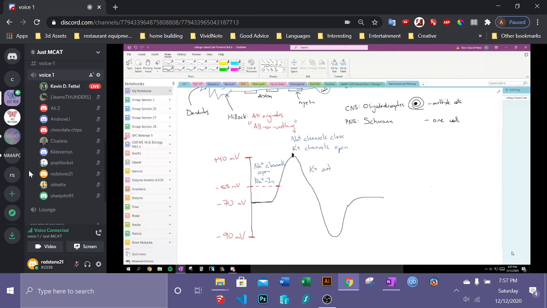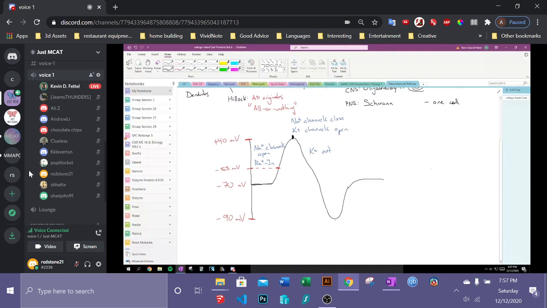Now that we're at the very bottom of this trough, what happens here, anybody? Sodium channel open back up? Oh, nope. Potassium closes. The potassium channels close. So the K plus channels opened up here and now they close. Because we don't want the cell to get any more negative. We said, wait a minute, we overshot that 70. The negative 70 is where the cell wants to be at.